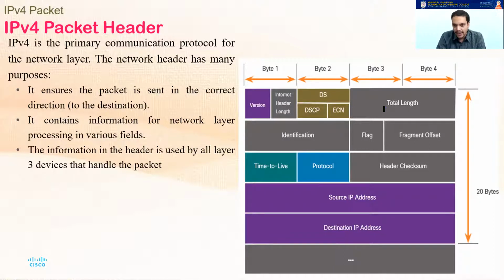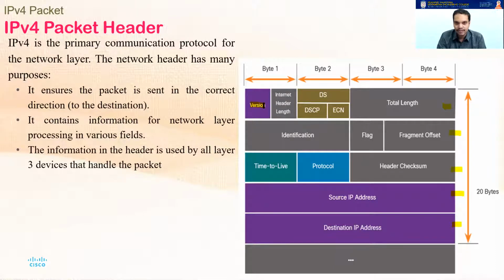So each line here is 32 bits in length. 1, 2, 3, 4, 5. So 5 lines, 5 times 32 is 160, which is equal to 20 bytes. 20 times 8 is 160 bits. Okay, so now let's start from the first field.